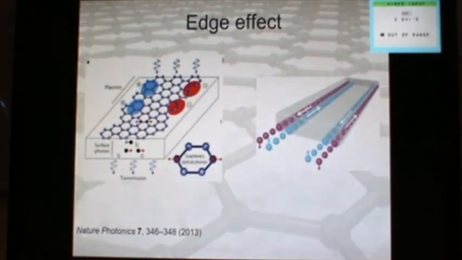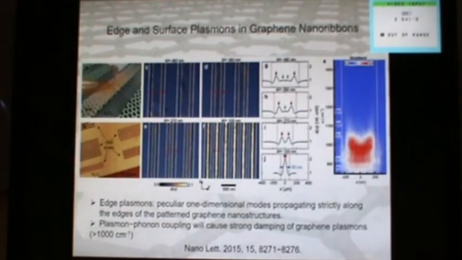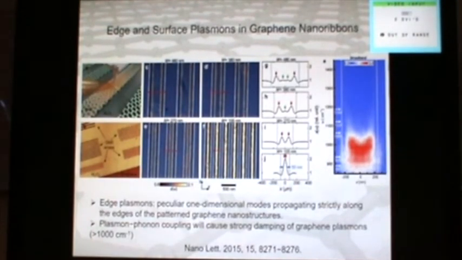Now we are talking about the edge effect: how the graphene edge affects the plasmon propagation. This is also related to topological plasmons. The first work was done by the Fei group. They have these graphene nanoribbons. In one ribbon you can see a few fringes. But when the ribbon width becomes smaller and smaller, eventually you can see these fringes merge together. You can see very strong propagating modes, one-dimensional modes propagating along this ribbon.